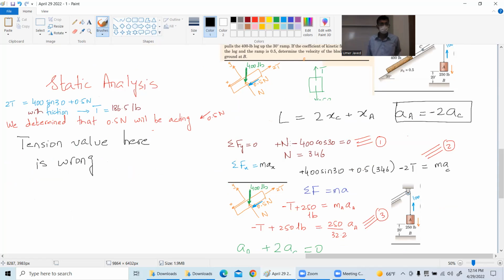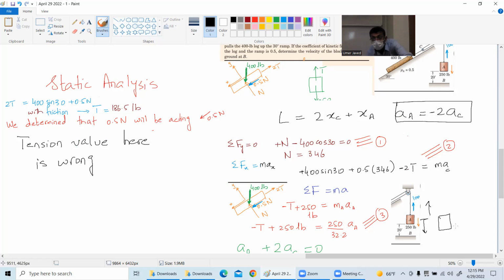Yes. Can you explain the third equation? So the third equation is this one. This mass is 250 pound force. The weight is acting downward, and the tension is acting upward. So I did 250 minus this thing.